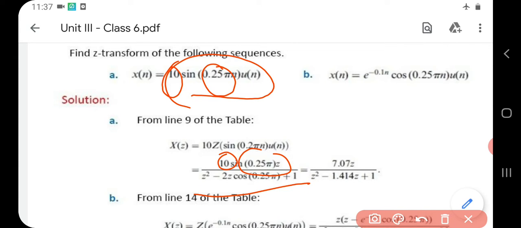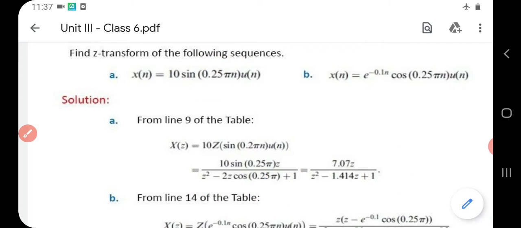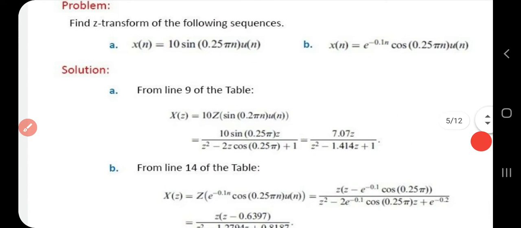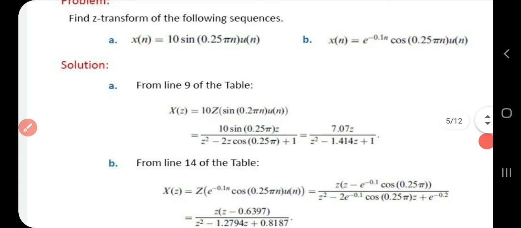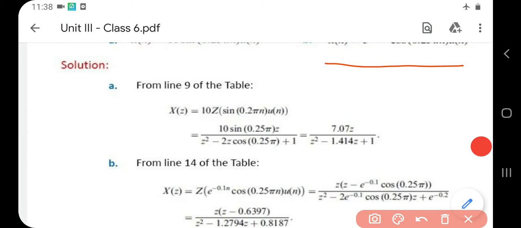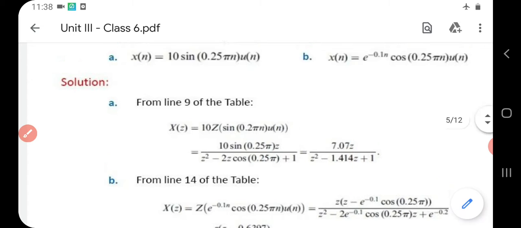Then z square minus 2z cos a. What is in place of a? 0.25 pi, plus 1. So now simplifying, you will get this answer. Then another question about cos, e raised to minus a n. So we will see which question it is.